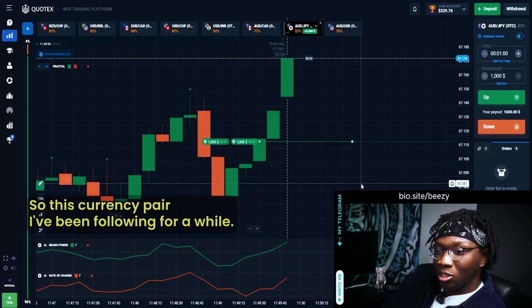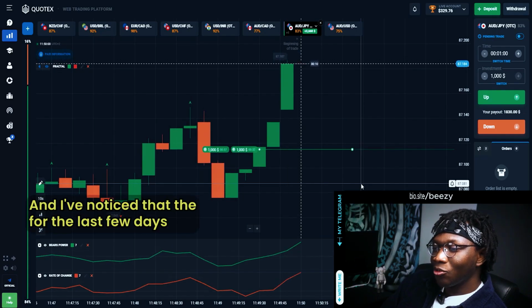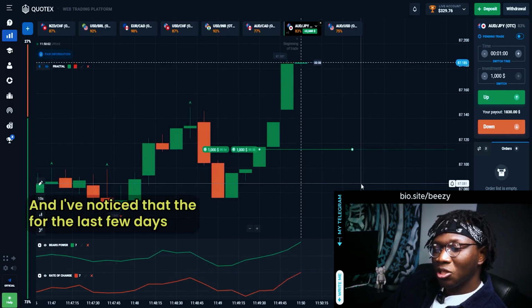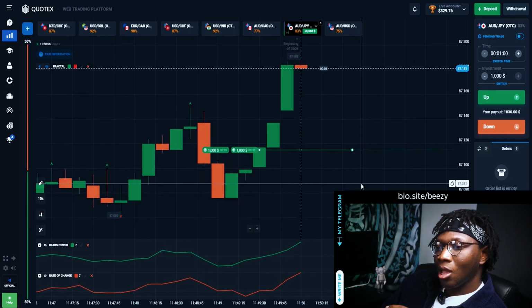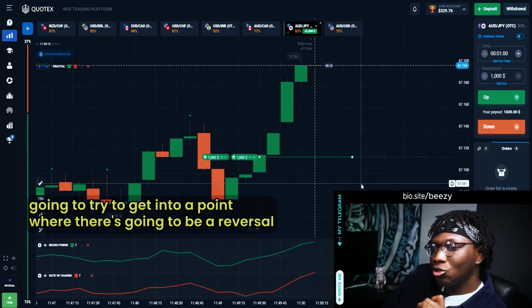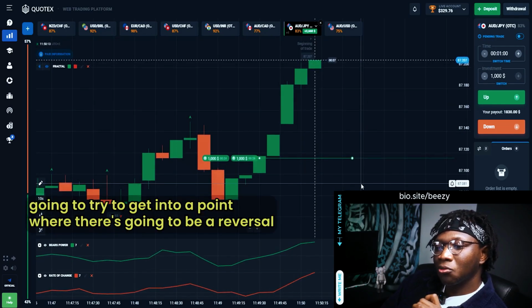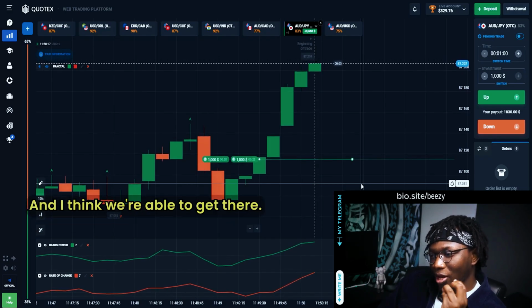So this currency pair I've been following for a while, right? And I've noticed that for the last few days, there's been a downward trend. And I was like, okay, when I go to trade today, I'm definitely going to try to get into a point where there's going to be a reversal, because it's been down for the last couple of days, and I think we're able to get there.